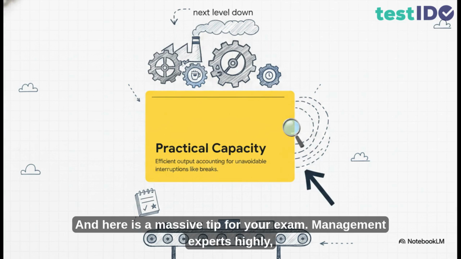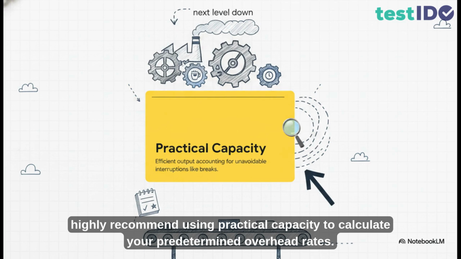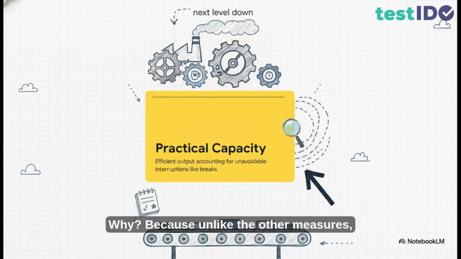And here is a massive tip for your exam. Management experts highly recommend using practical capacity to calculate your predetermined overhead rates. Why? Because unlike the other measures, it doesn't hide the cost of idle capacity.